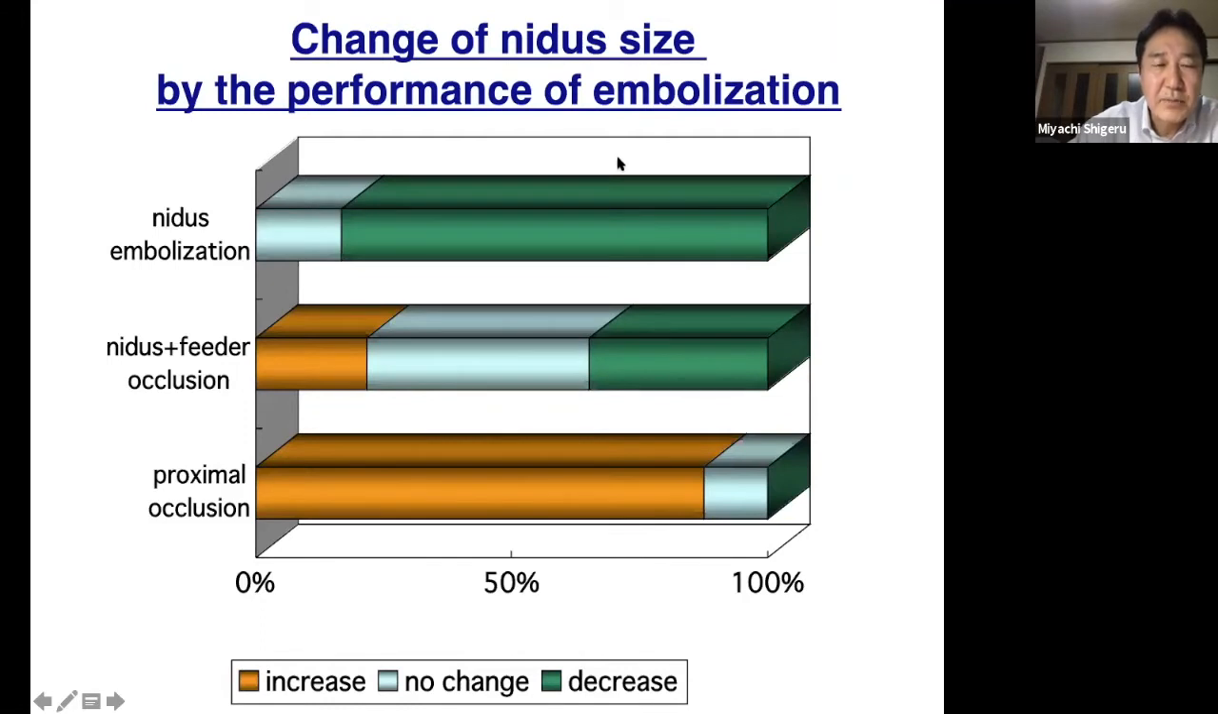This is the summary of our case. If we can do a successful nidus embolization, the draining nidus size is dramatically decreased. But after the radiosurgery, the proximal occlusion does not decrease, so rather increases, because this is only a temporary decrease of the nidus size. It looks successful, but recruitment from the other feeders leads to development, and so it may return to the previous size. So nidus embolization is so important.